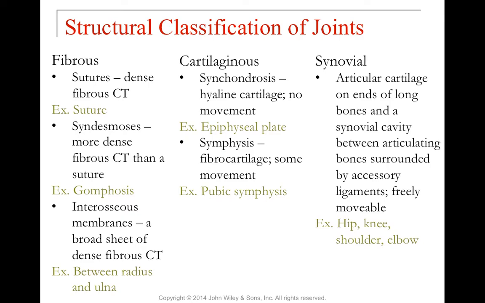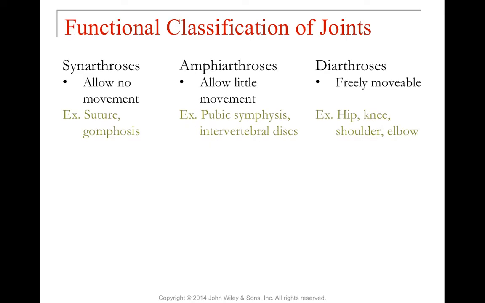And a synovial joint is where we're going to have the most motion. This is where we have articulating cartilage on both ends. Generally, they're long bones with a synovial cavity between them. And the synovial cavity is going to be filled with synovial fluid, and it's going to prevent the articulated bones from grinding against one another. And they're going to be surrounded by accessory ligaments. Generally, these joints are going to be freely movable, such as your hip, your knee, shoulder, elbow, etc.